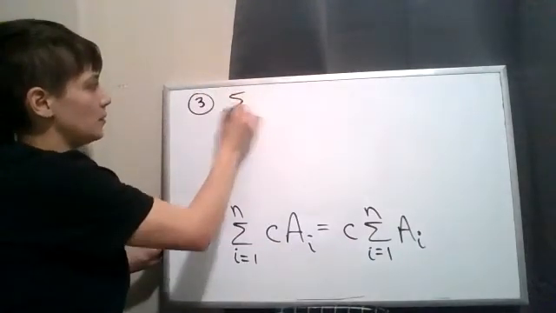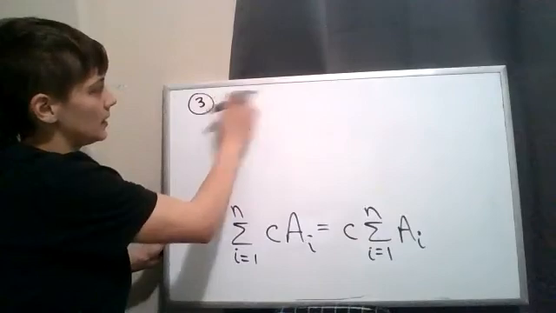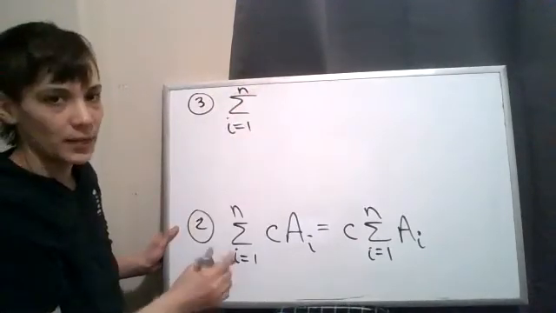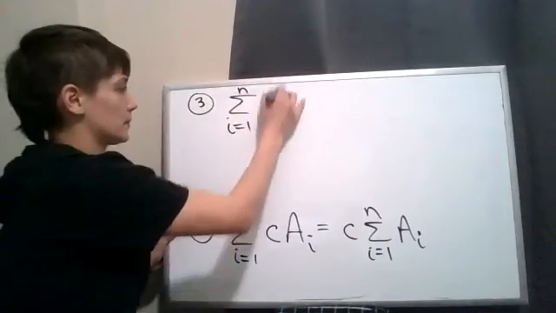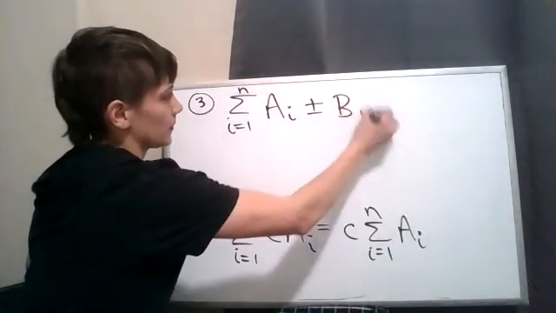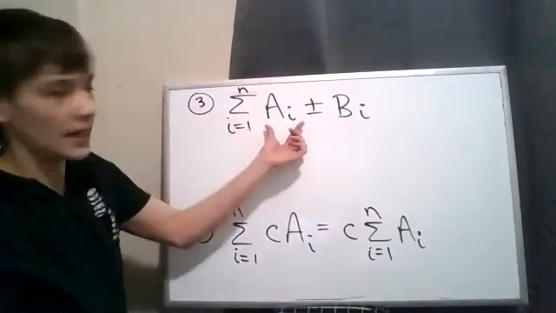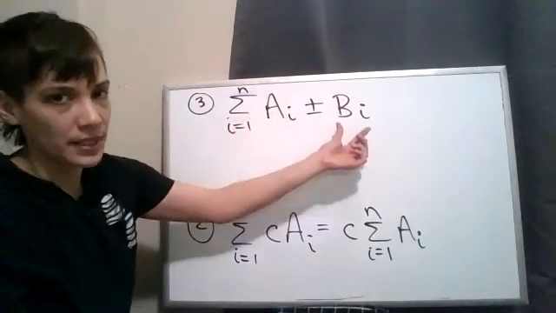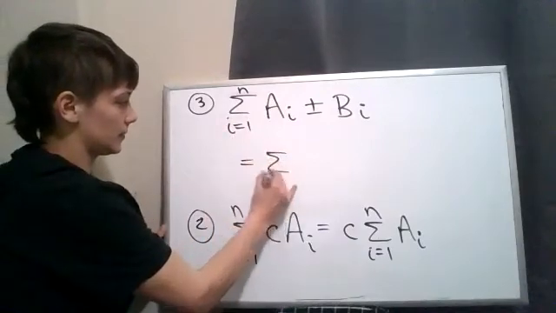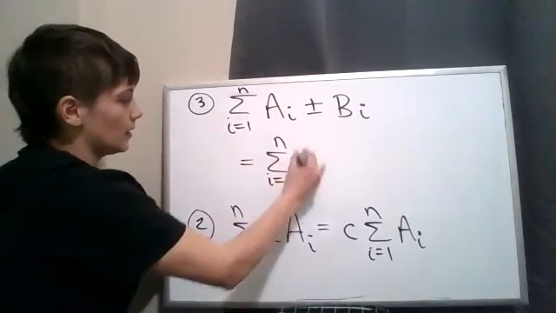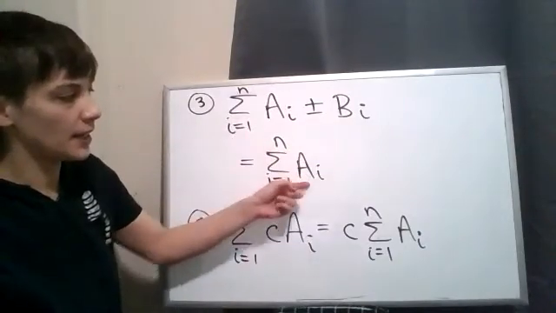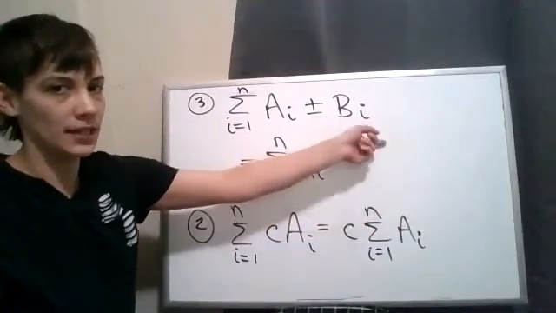We have a sum from i equals 1 to n of a sub i plus or minus b sub i. Okay, you have the sum of your a sub i and then plus or minus the sum of b sub i. So sum from i equals 1 to n of your a sub i, and then plus or minus sum from i equals 1 to n, b sub i.